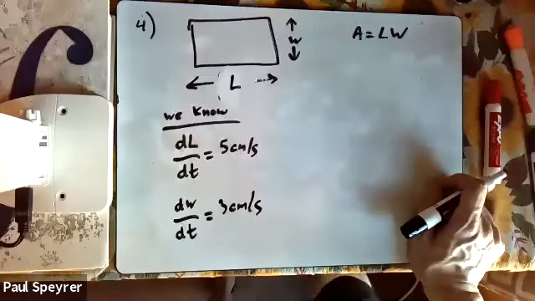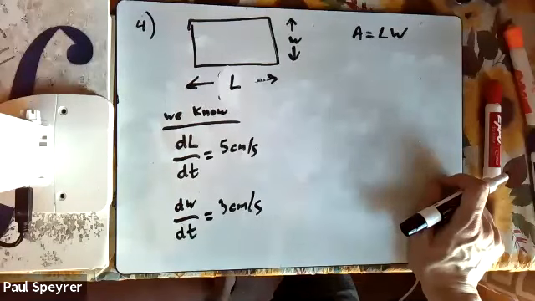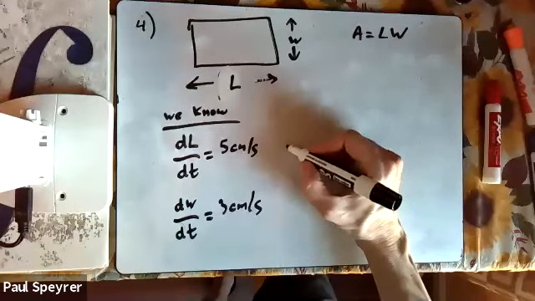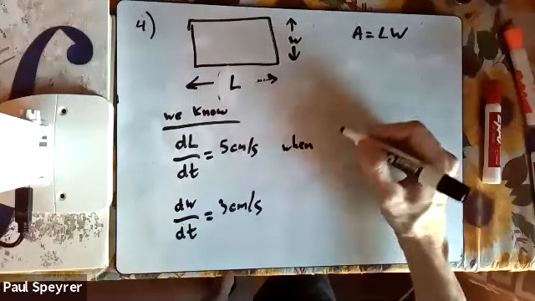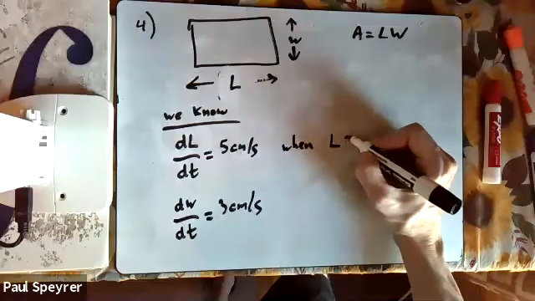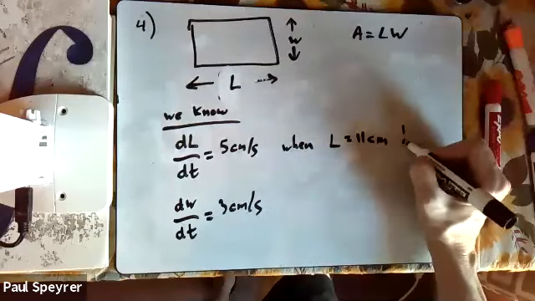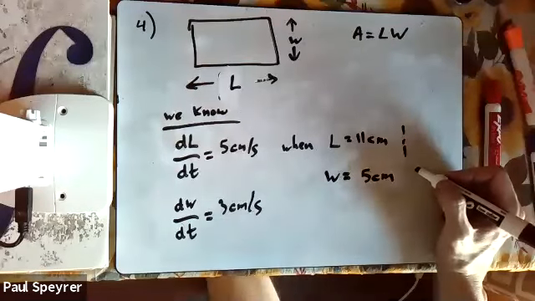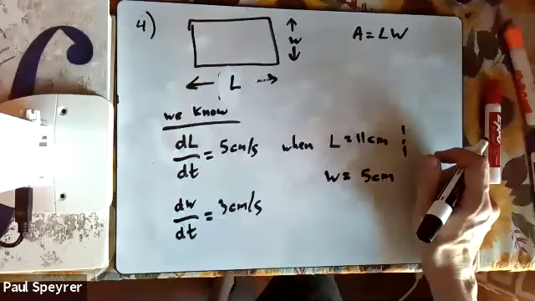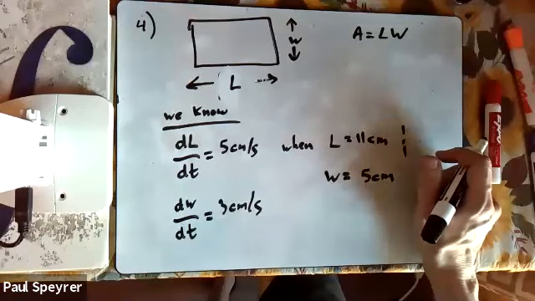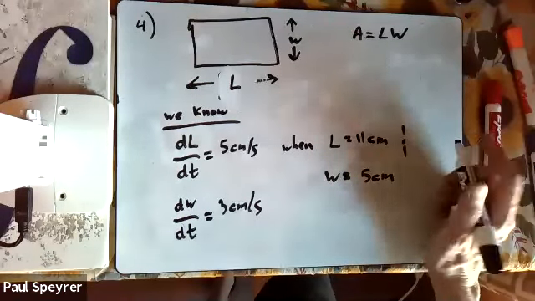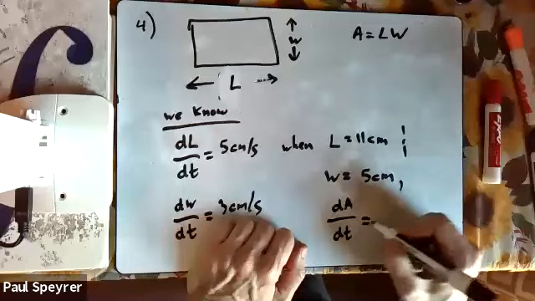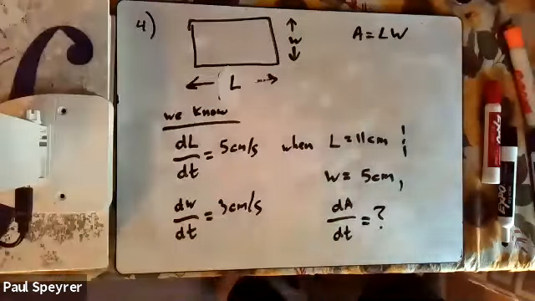Then it's saying when the length is 11 centimeters and the width is 5 centimeters, how fast is the area of the rectangle increasing? So how fast is the area of the rectangle increasing? That should tell us the rate of change right there. So they want to know dA/dt is equal to a question mark right there. That's what we're looking for.